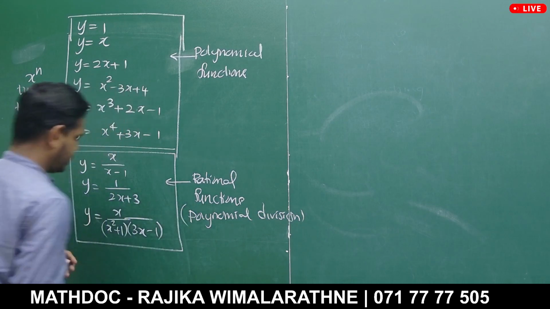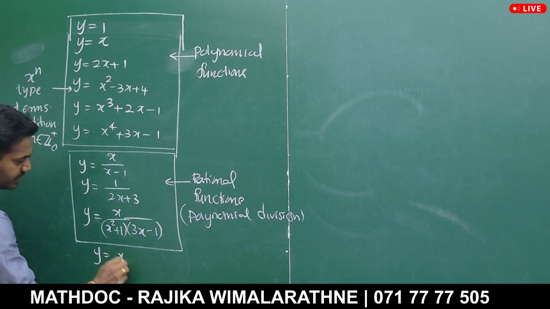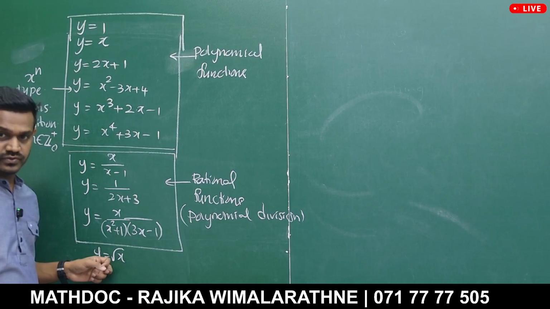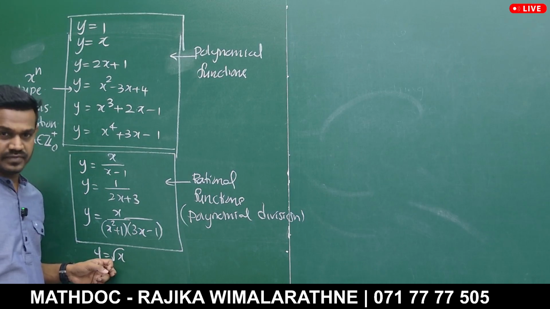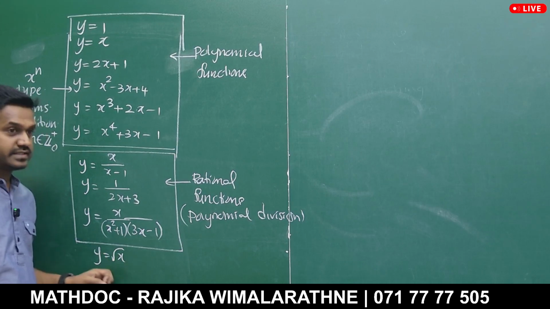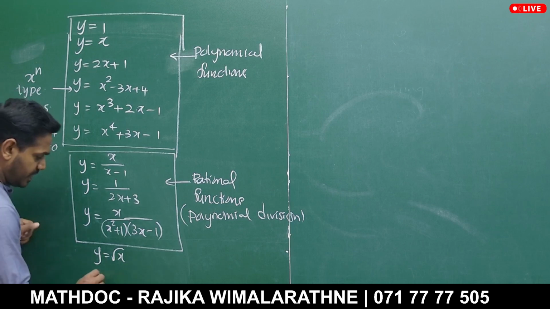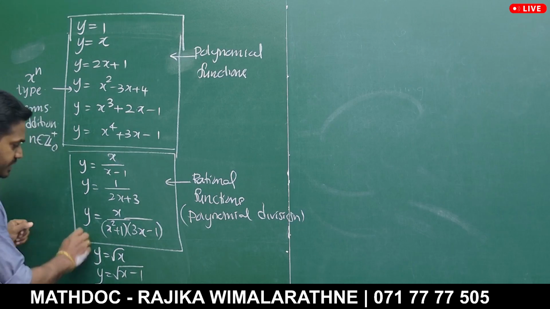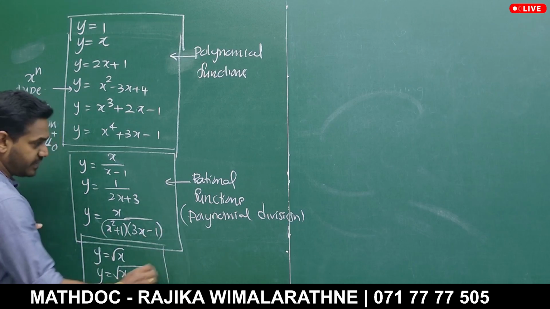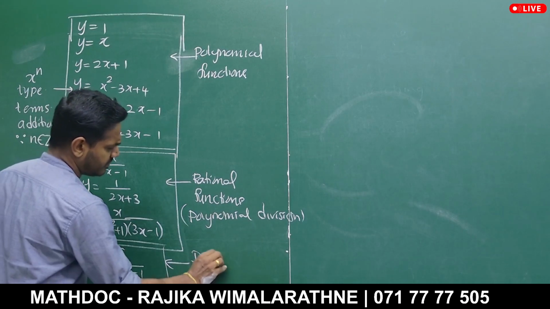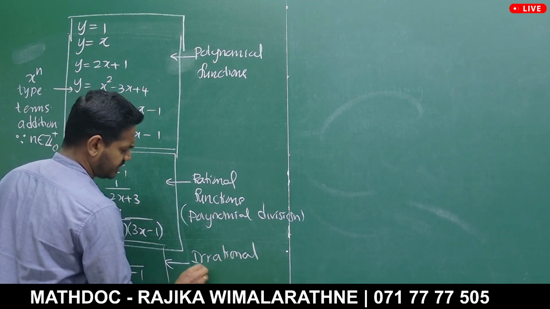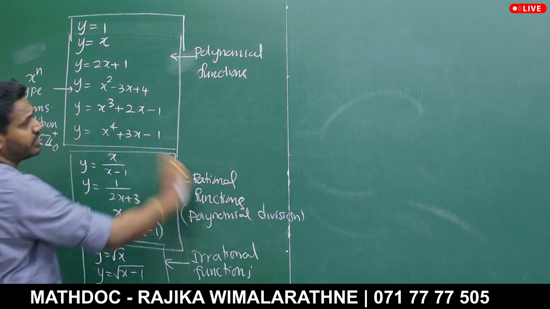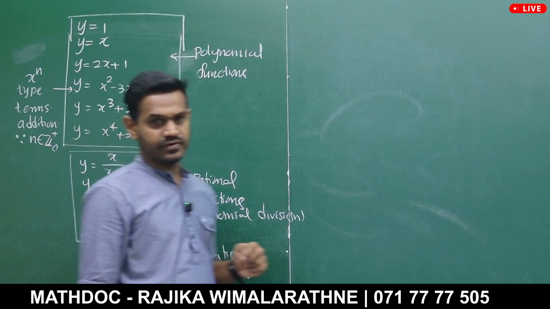Now you see y equals root x. While we were doing numbers, we discussed square root 2, square root 3, and so on. We call them irrational numbers. Then this is an irrational function, no? Then y equals root of x minus 1 is another such group, an irrational function. Here rational functions, here polynomial functions. Now you can identify a few of them, no?